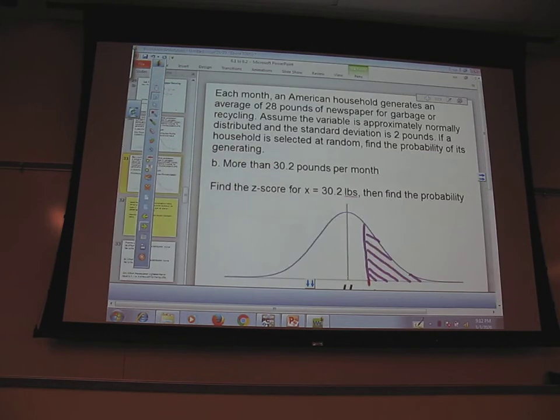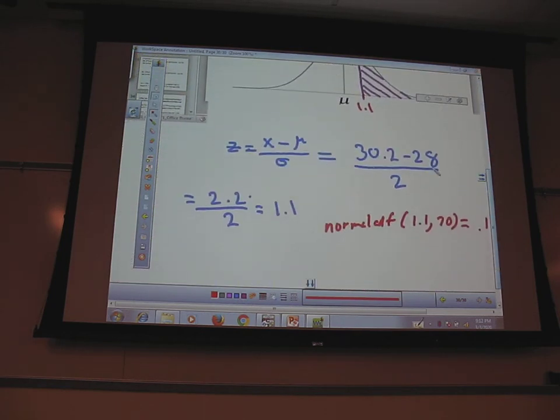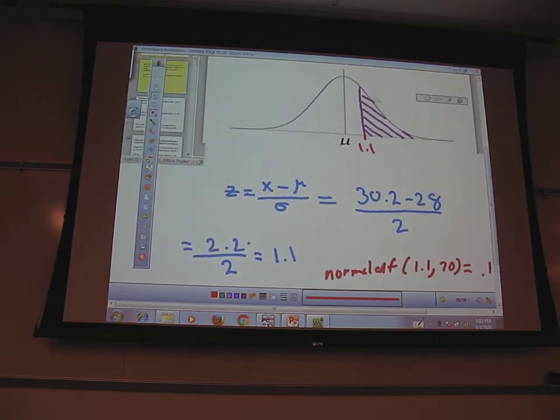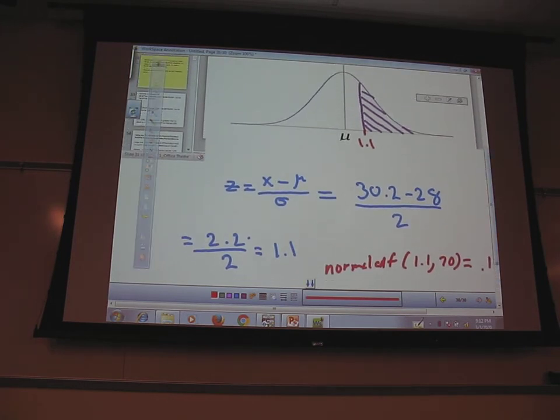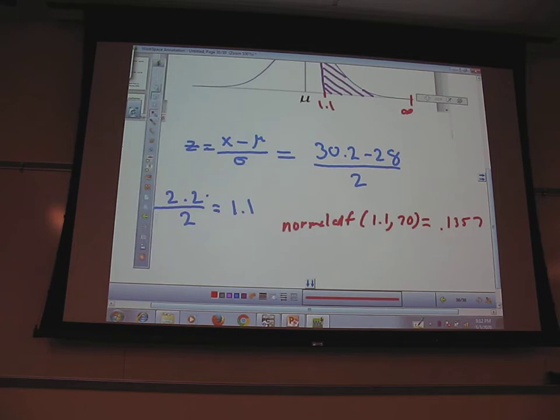And then the last one, found the z-score for 30.2. 1.1, put it in, and it's more than. So more than is everything on the right side. Normal CDF of 1.1 to 70, because this out here is positive infinity, any large number, 0.1357. Okay, no worries. It'll be fine. If you have more questions, come into office hours.